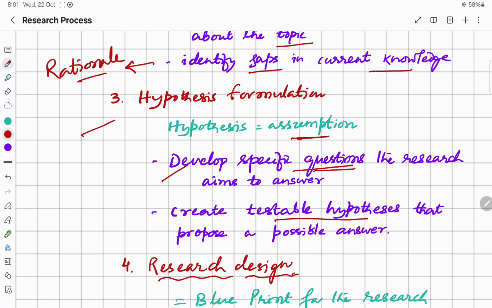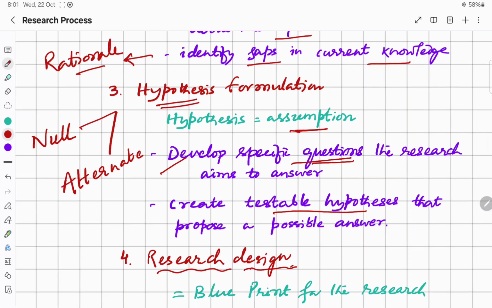And this hypothesis can be of two types. One is null hypothesis and the second is alternate hypothesis. And you can refer to our one more class where we will discuss this hypothesis in detail.